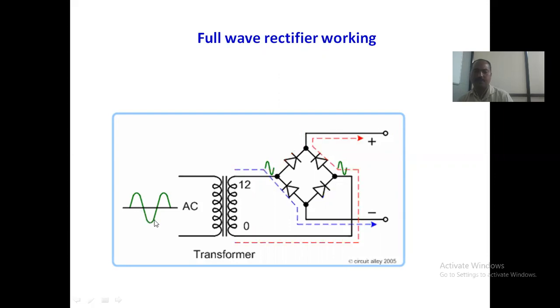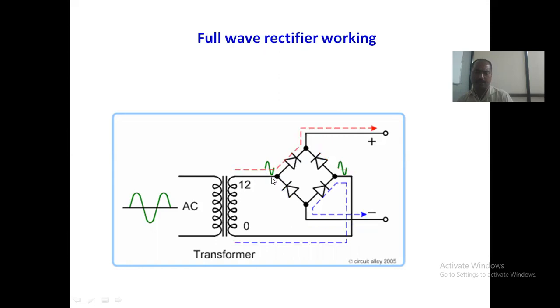Now during the negative half cycle, AC has two half cycles, positive and negative. During this negative half cycle, the input is minus here and plus here, so reverse voltage is coming across here. Minus indicates that the diode that conducted earlier, D1, is not conducted, because reverse voltage appears across it.